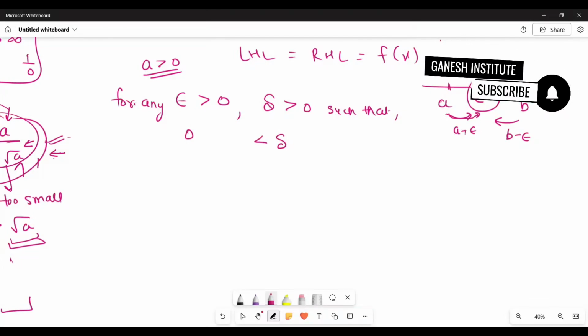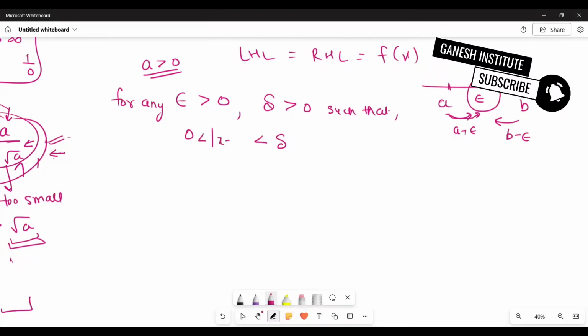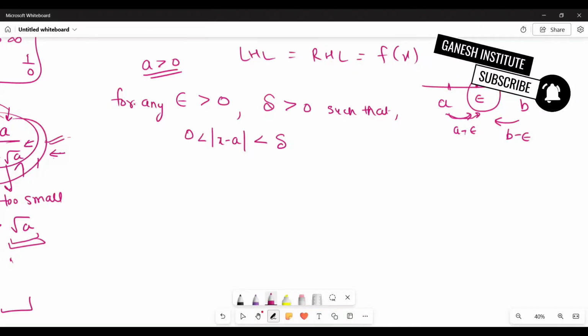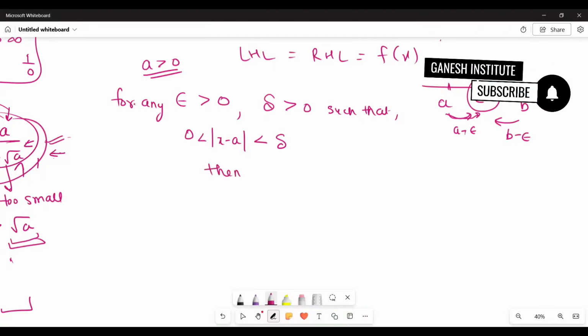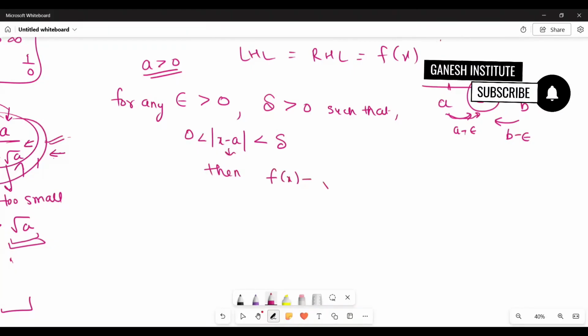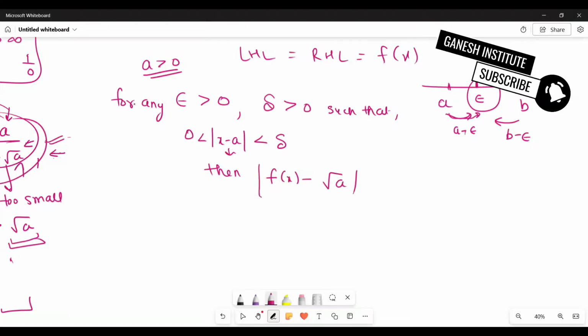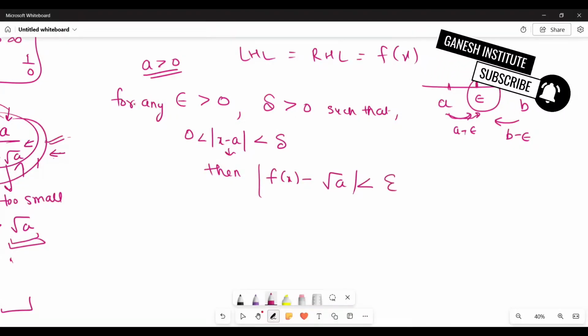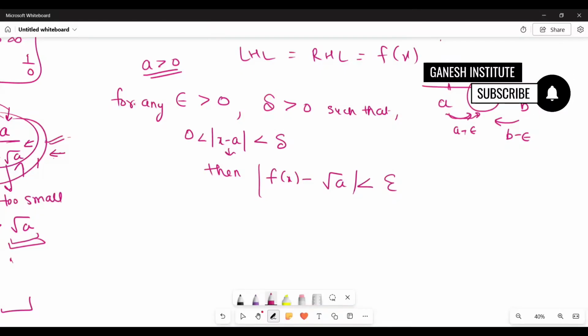These are two ranges in which that function is lying, the absolute value of the function lying. If you substitute this as f(x) minus root a, this is lesser than epsilon. This is what the definition says.